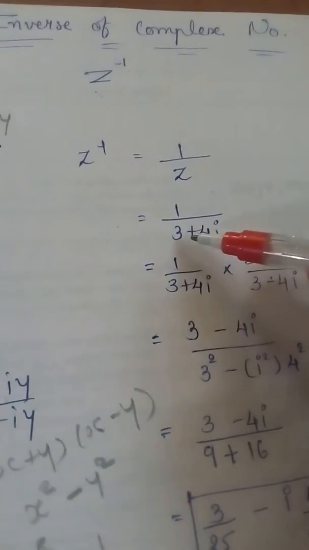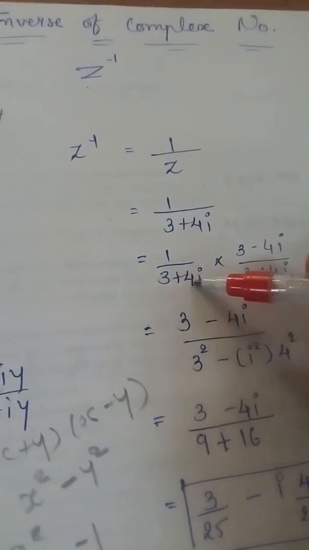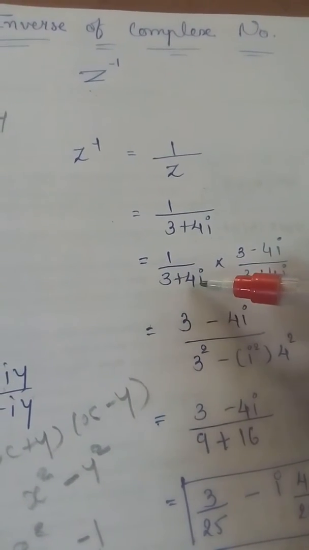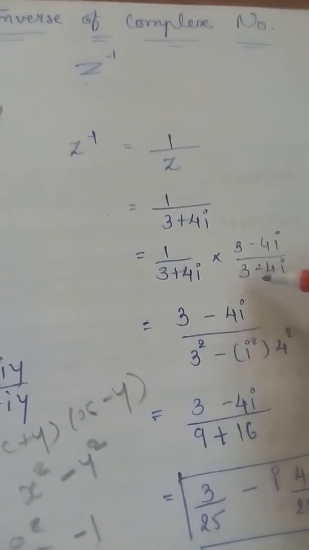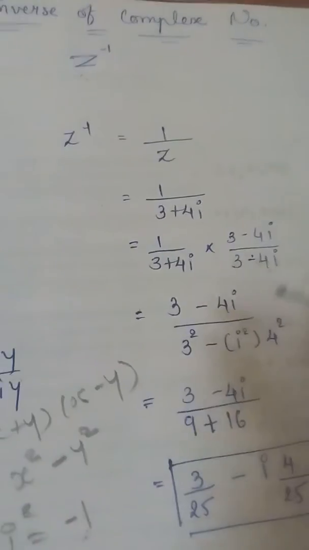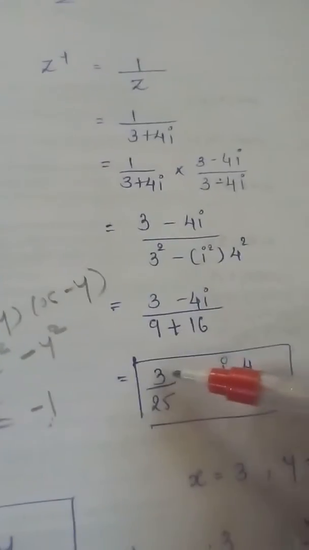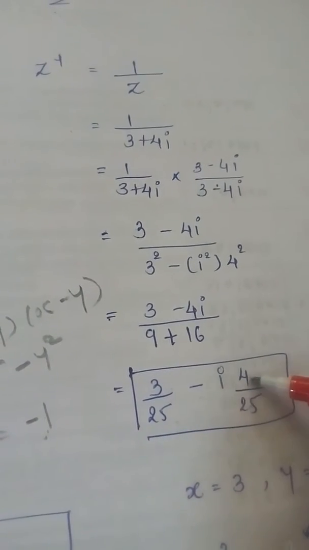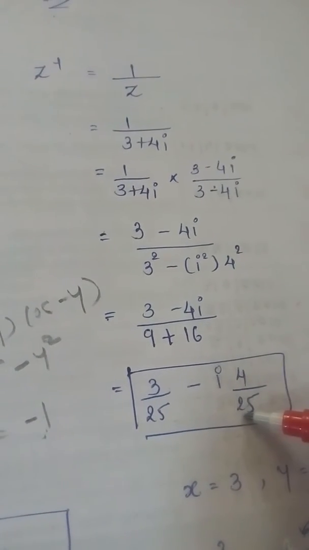Let's understand it with the example we have taken, 3 plus 4i. Here z is equal to 3 plus 4i. Now we can put 1 by 3 plus 4i, multiply by its conjugate 3 minus 4i, and the result will be 3 by 25 minus 4i by 25.